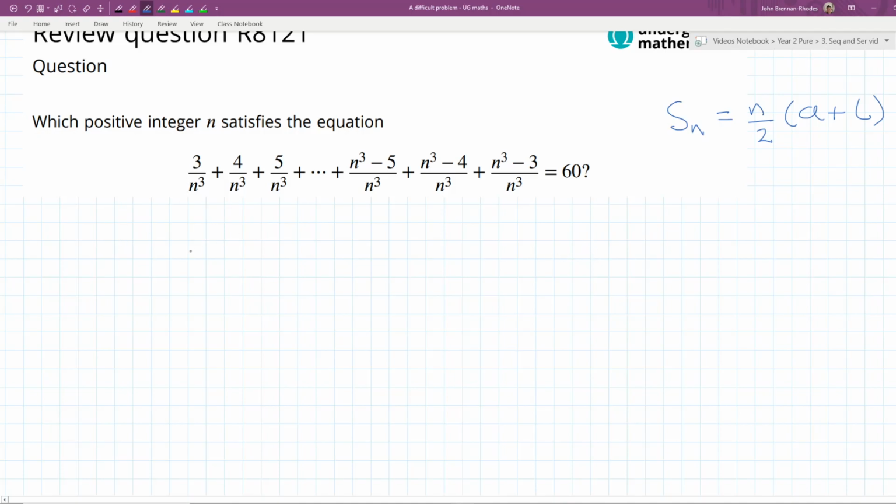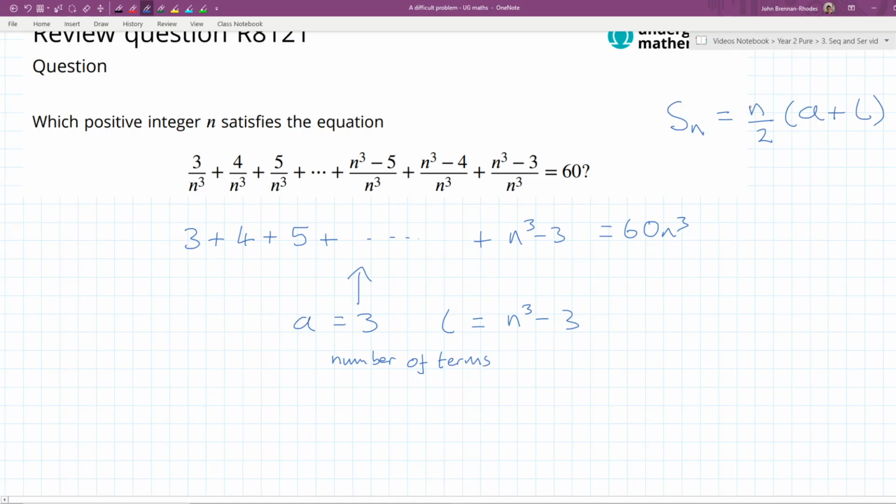So I'm going to multiply everything through by n cubed, so we have 3 plus 4 plus 5 plus ... plus (n cubed minus 3) is equal to 60n cubed. Then you can spot that this is an arithmetic sequence with a equals 3, L equal to n cubed minus 3, and n, well, annoyingly, we've got a bit of a clash here with n. It's the number of terms that we're interested in. That can happen sometimes in maths, where this n is also not the same n.